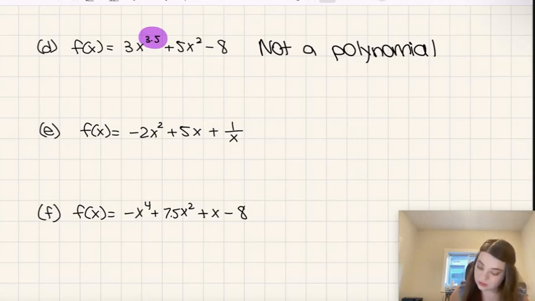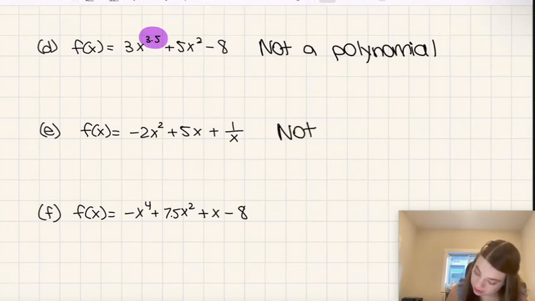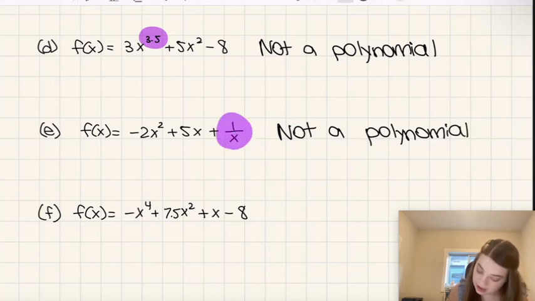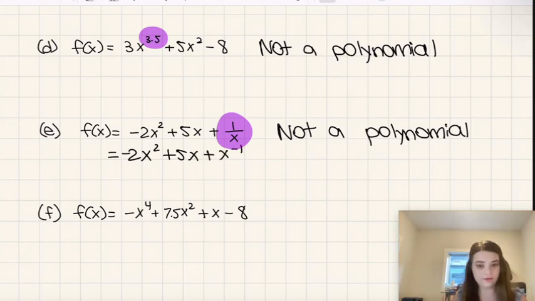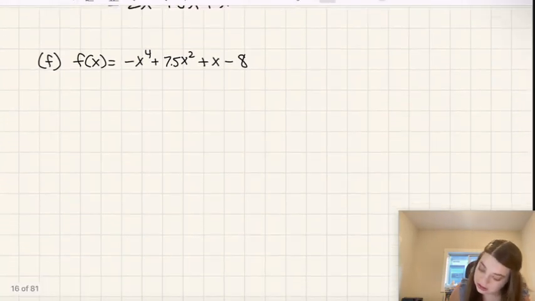All right, this next one also is not a polynomial. Now, why not? In this case, it's because of this 1 over x, because keep in mind that 1 over x is the same thing as saying x to the negative 1. And negative exponents are not allowed on our variable, so that is a no as well. And then last but not least, we have this one here, and this one is a polynomial.